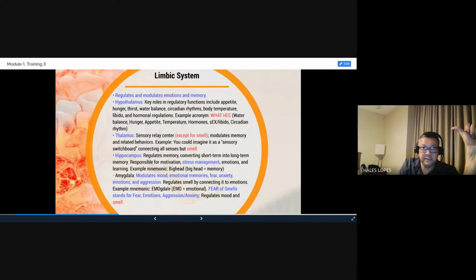Hypothalamus, what the heck? What the heck is something easy to remember, right? All the sensory of the hypothalamus, what the heck? The thalamus is the sensory board, so you don't get overloaded with senses. Hippocampus, hippopotamus, he's got a big head, short-term memory to long-term memory, and he's stressed. Amygdala, angry amygdala, right? And that controls the smell portion of the sensory.